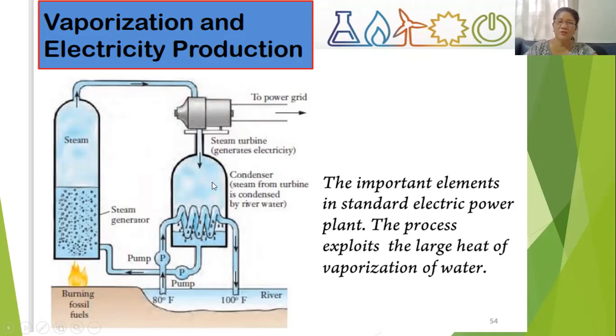There is water here. This is the condenser. These are the different parts in the steam generator. Okay, so we have the steam. You have the condenser here.